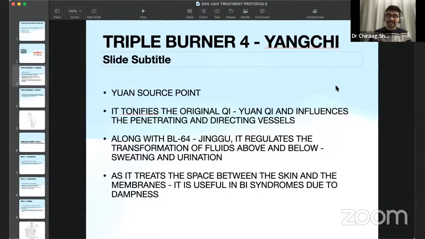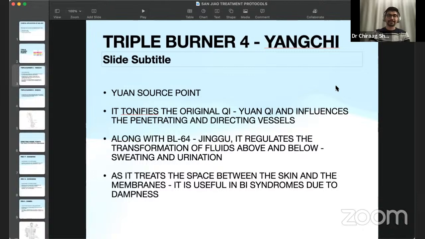Along with bladder 64, Jingu, which is the yuan source point of the bladder channel. It regulates the transformation of fluids above and below. Above doesn't mean necessarily above in height, it means more towards the surface, that is sweating, and below is urination. Now, as it treats the space between the skin and the membranes, it is extremely useful in B syndromes, which are pain syndromes due to dampness. Just keep this in mind.